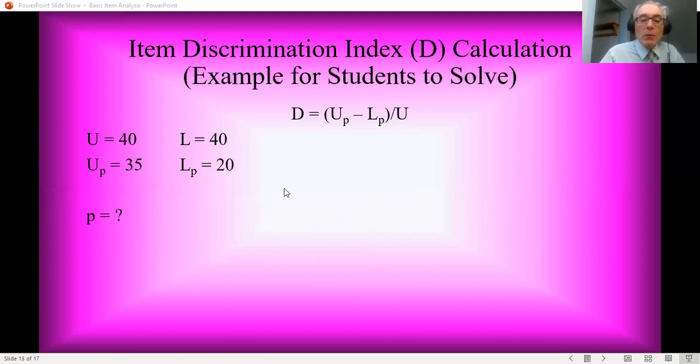Again, we'll look at the other case we have, the one for you to set up. So what is the item discrimination index? What is the value of D? That should be a D here. I just realized that, sorry. What is the value of D for this item? Right. So as you set that up, what you'd realize is, well, UP is 35, LP is 20. So in these parentheses, we're going to have 35 minus 20, 15. U is 40. So we have 15 over 40. And again, checking my cheat sheet here, that gives you a value of 0.375, or about 0.38 if you want to round it to 2 places to the right of the decimal. So there's the value.